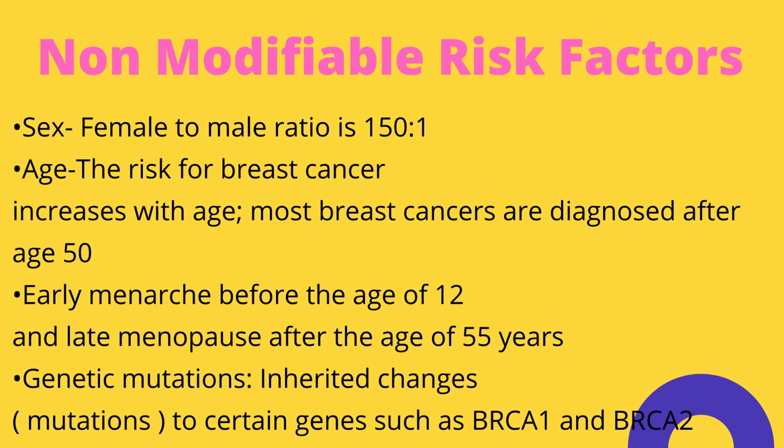And early menarche before the age of 12 and late menopause after the age of 55 years exposes an individual to prolonged exposure of estrogen and increases the risk of developing breast cancer. And genetic mutations, that is inherited changes or mutations to certain genes such as BRCA1 and BRCA2, are identified as an important and non-modifiable risk factor for developing breast cancer. So as we can see in this slide, all the risk factors which we have discussed are non-modifiable, where we can't do much about them.